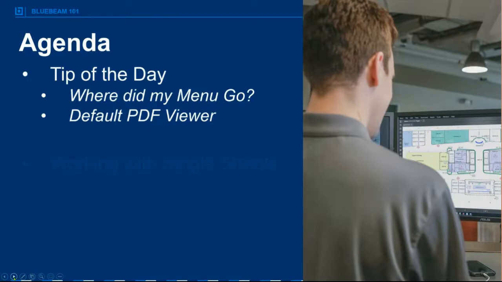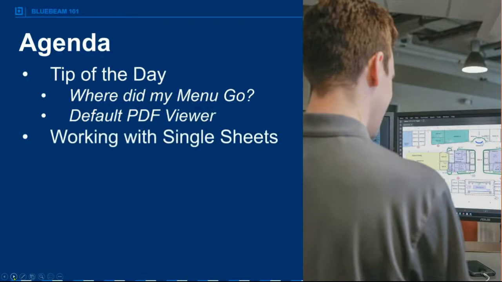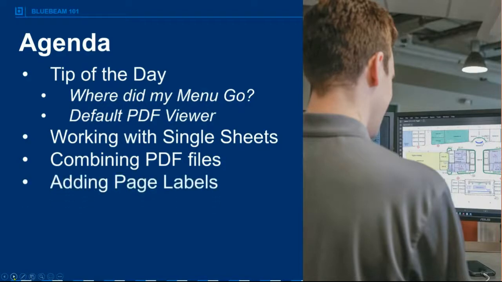And then we're going to look at how to work with PDFs as a single sheet within Bluebeam. In addition to that, then we're going to move to how to combine PDFs into a single file, adding page labels, and then creating hyperlinks. Now, if you've never heard of page labels or hyperlinks, you're in for a treat.